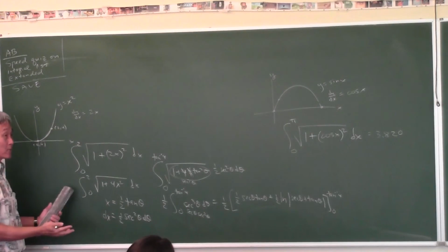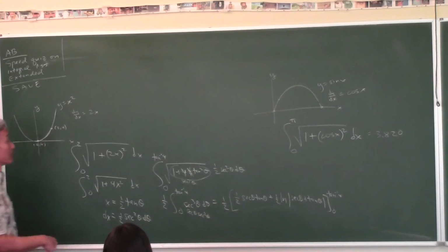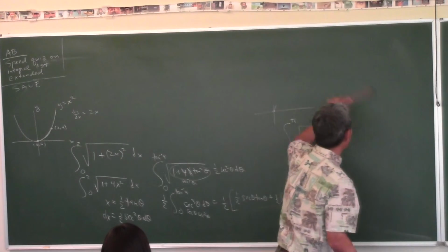So maybe the best way wasn't to do it in terms of x. See, that's what I said, in terms of y. What would happen if we did it in terms of y?